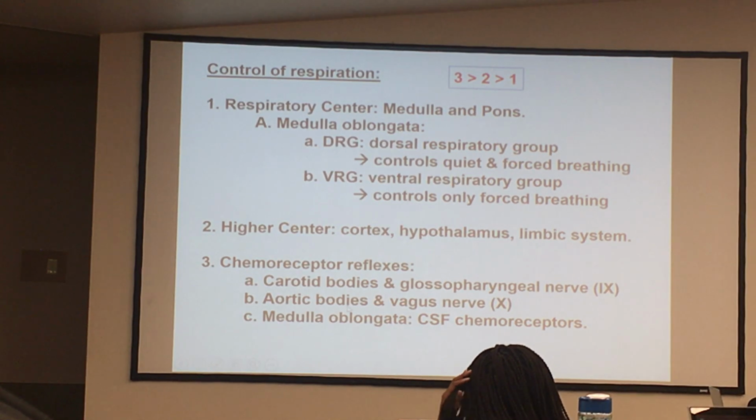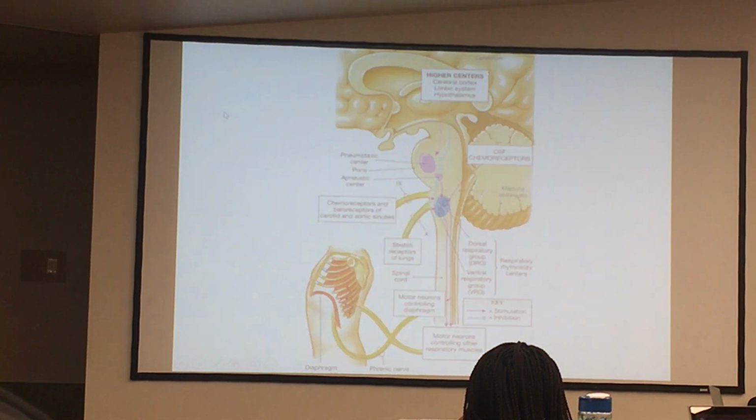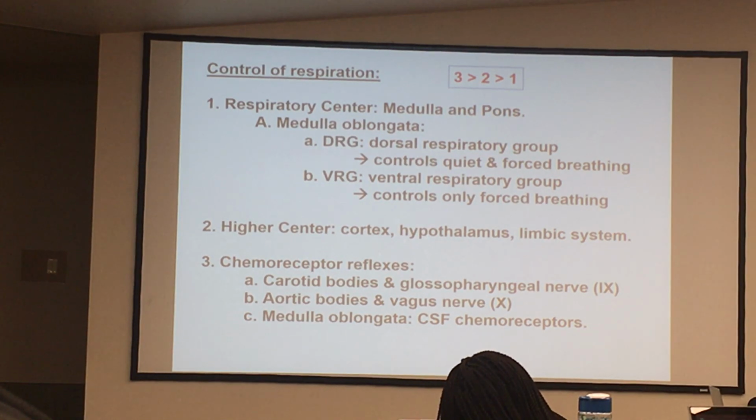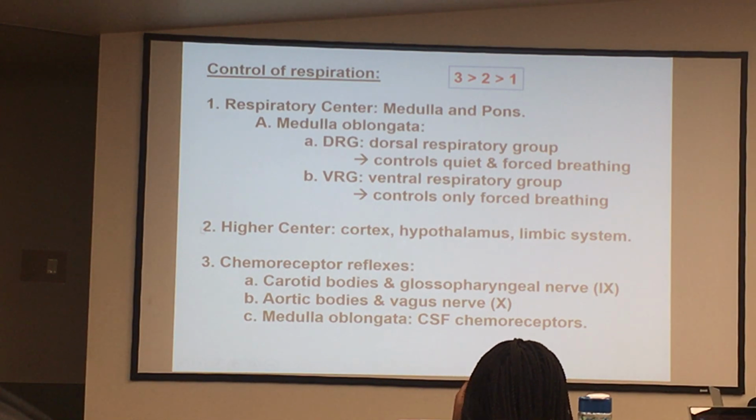They sense the hydrogen ion change. And I put 3 greater than 2 greater than 1. What I mean is 3 is more important than 2, and 2 is more important than 1. What I mean is the final control of respiration is controlled by the chemoreceptor reflex.